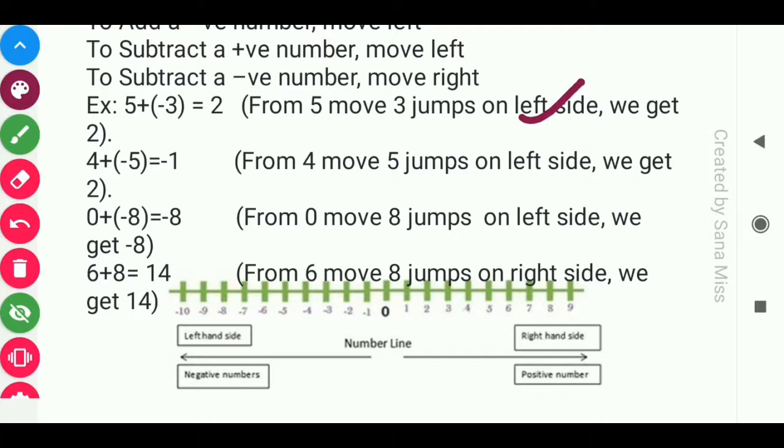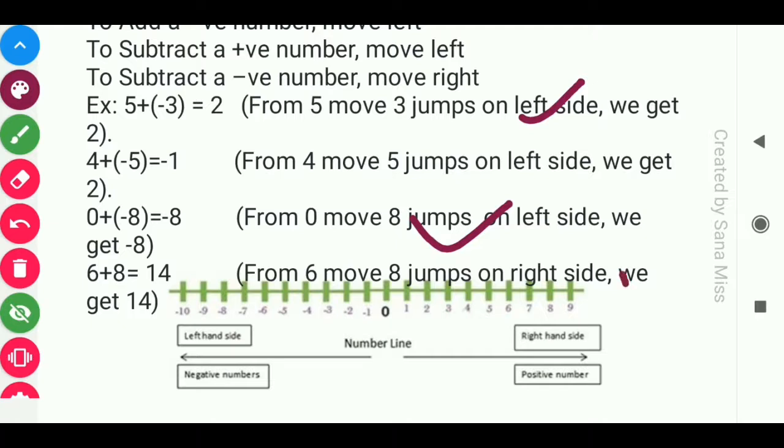In the same way, here I want to add 4 with a -5. So from the 4, I'll jump to the left hand side, that also 5. So 4 plus minus of 5, what will you get? Minus 1. And suppose I want to add 0 with negative 8, minus of 8. So from the 0, I'll move to the left hand side 8 jumps. I'll reach to the minus 8.